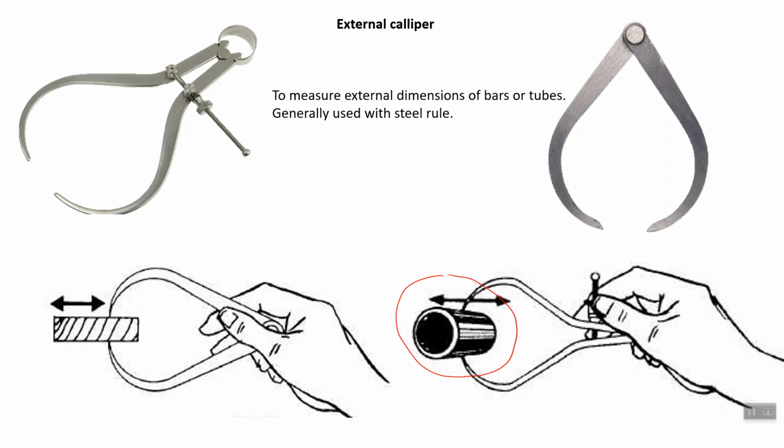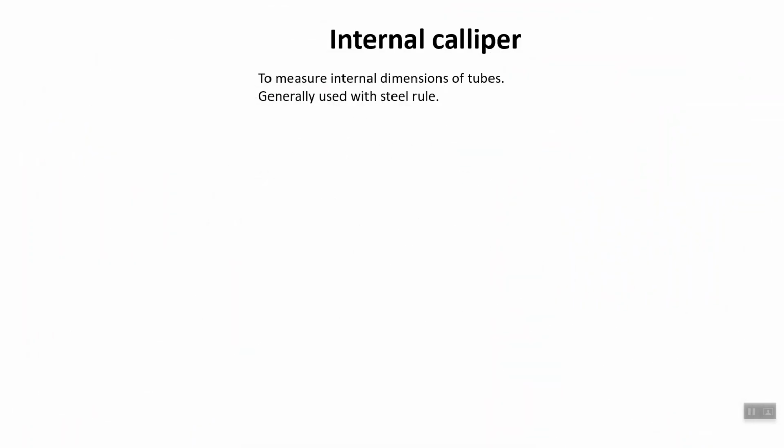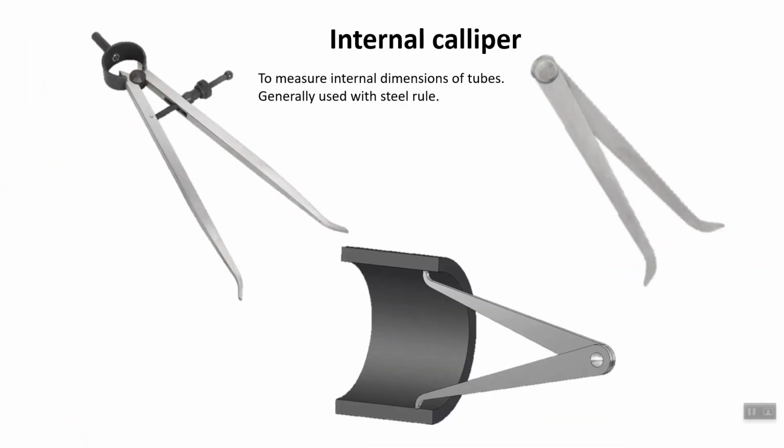So this is an external caliper. So you also have to measure inner dimensions, and for that we have an internal caliper. To measure internal dimensions of tubes, we generally use a steel ruler. So this is an internal caliper.